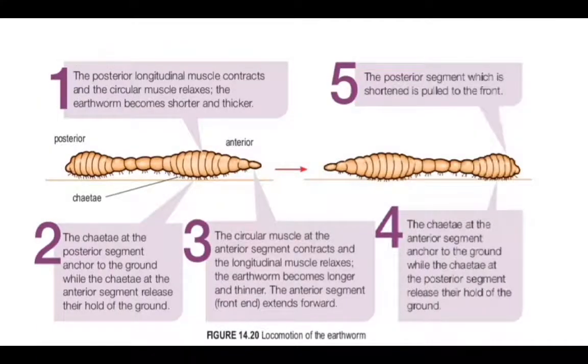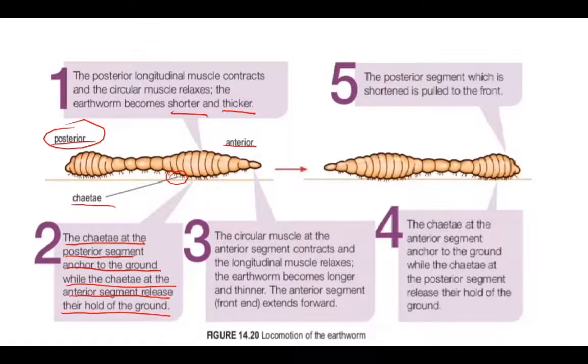Okay, so the first one, this is posterior, this is anterior. Then here there are fine bristles, which we call chaetae. Okay, the posterior longitudinal muscle contracts and the circular muscle relaxes. So the earthworm becomes shorter and thicker. Okay. The chaetae at the posterior segment anchor to the ground, while the chaetae at the anterior segment release the hold of the ground. Okay, and then the circular muscle at the anterior segment contracts and the longitudinal muscle relaxes. So the earthworm becomes longer and thinner.